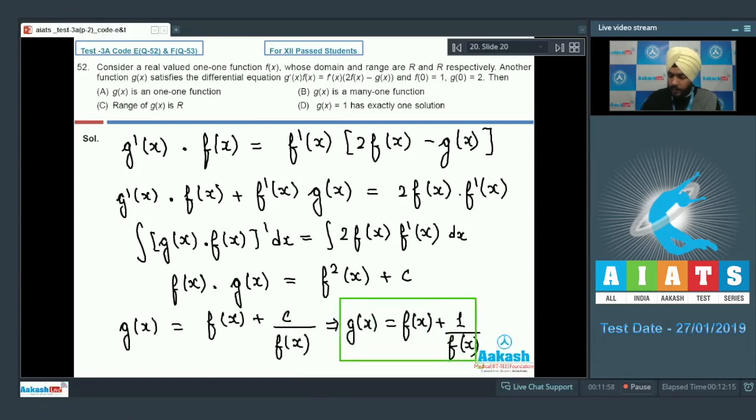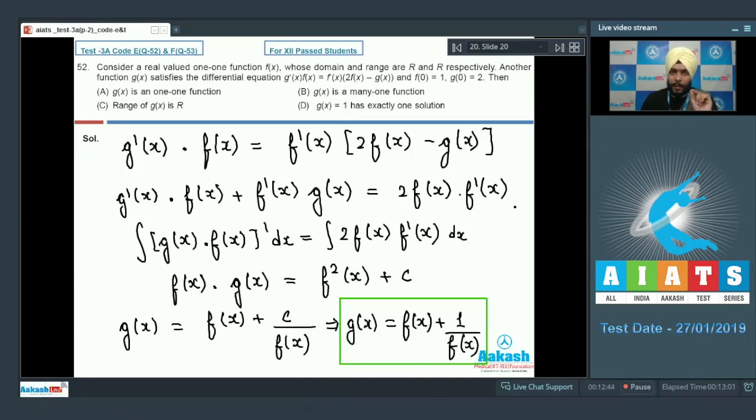Now students, this is the final function we are looking for. So now the real analysis starts. First of all, f(x) is given to be a 1-1 function. So now we have to choose the correct options. It is given that f(x) is a 1-1 function. Based on this, we have to comment whether g(x) is 1-1 or not.